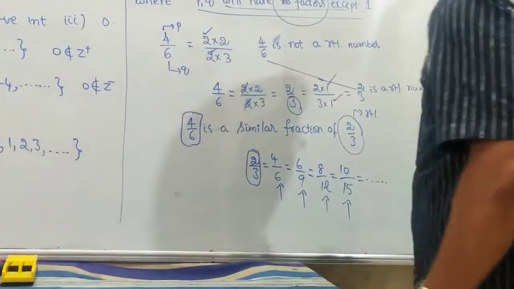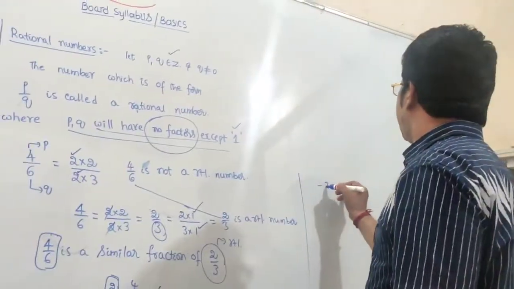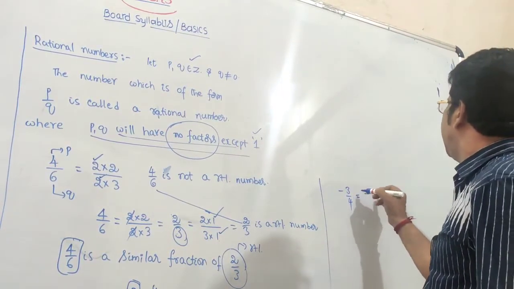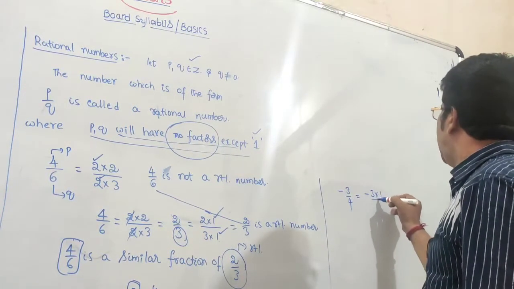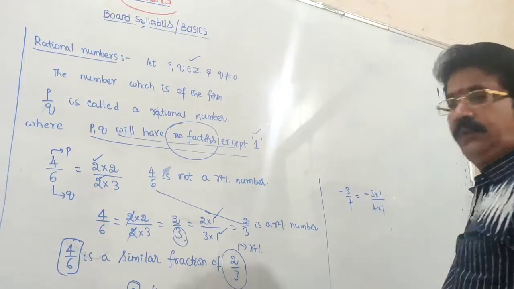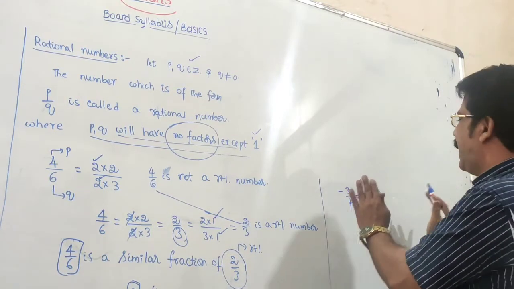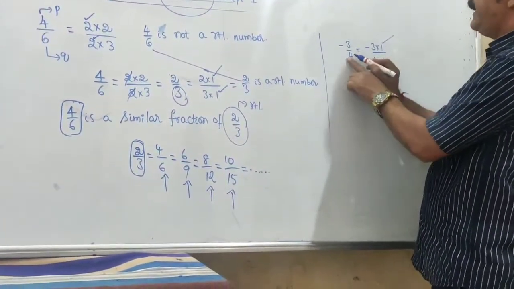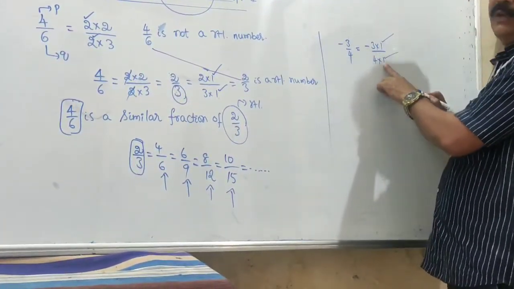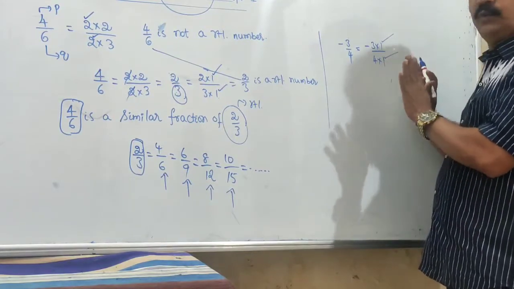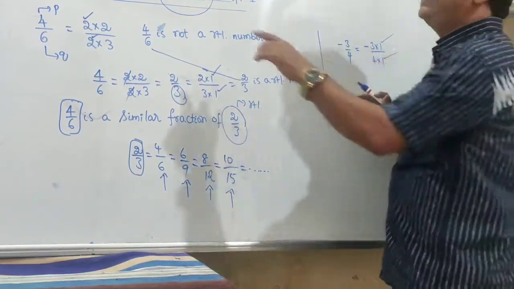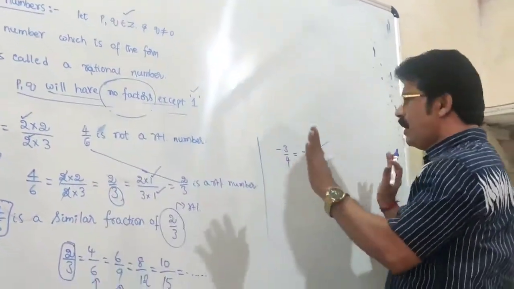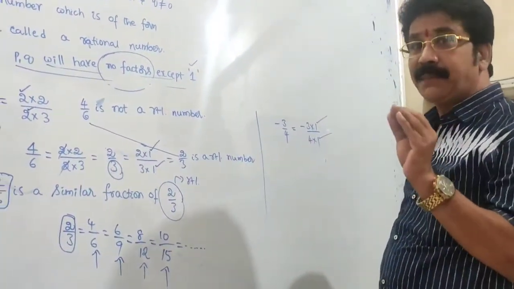So this is the best example. Similarly, we can take minus 3 by 4. Minus 3 by 4, that is equal to minus, 3 means what? 3 into 1. 4 means what? 4 into 1. So clearly the numerator will have the factor only 1 and the denominator will have the factor only 1. So therefore there are no other factors except 1. I explained this sentence. Understand?